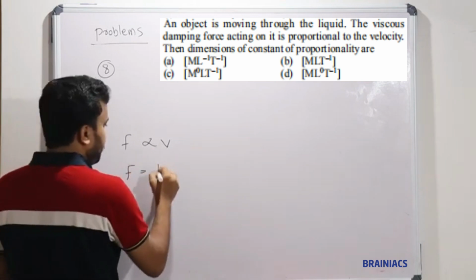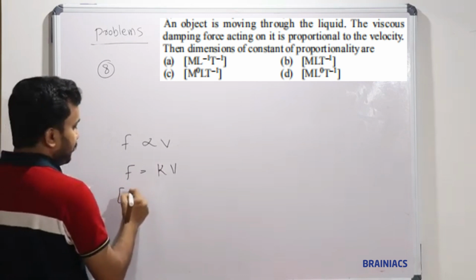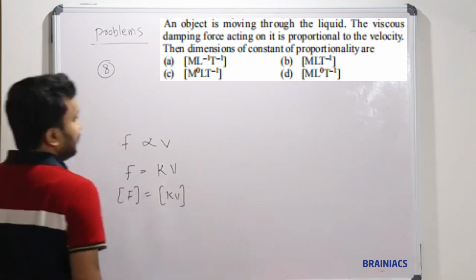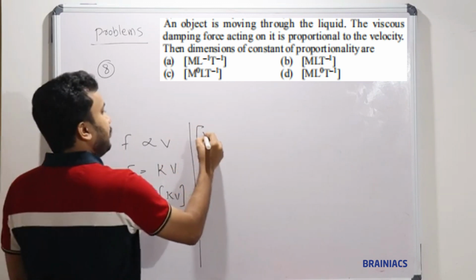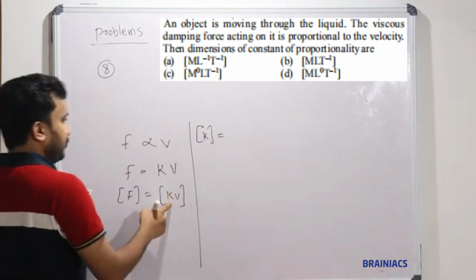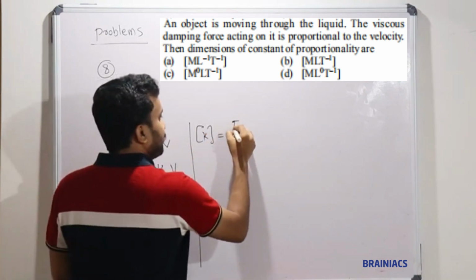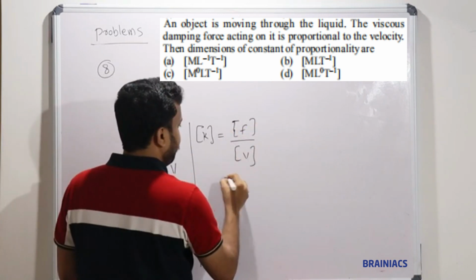So this constant is replaced with k: F = kV. I want to find out the dimension of k. So dimension of F is equal to dimension of k times dimension of V. So we need to find the dimension of k. This is called the proportionality constant, which is asked in the question. Dimension of k is the dimension of F divided by the dimension of V.